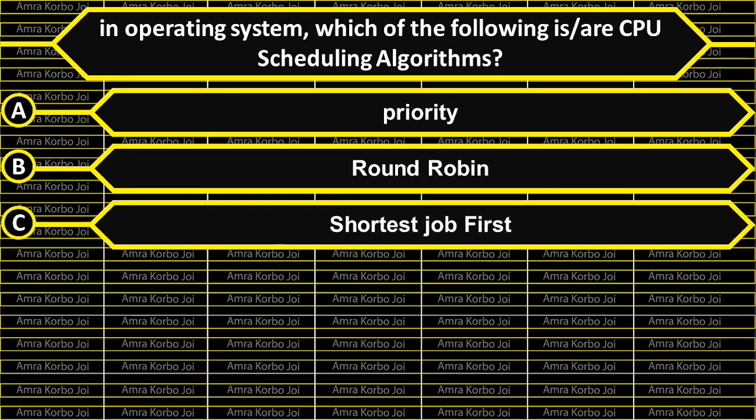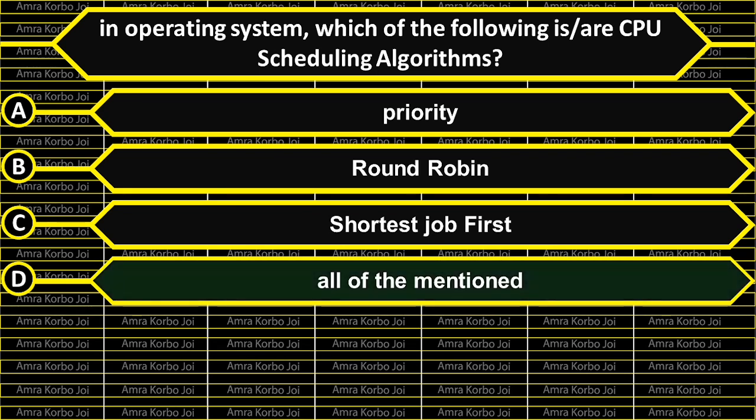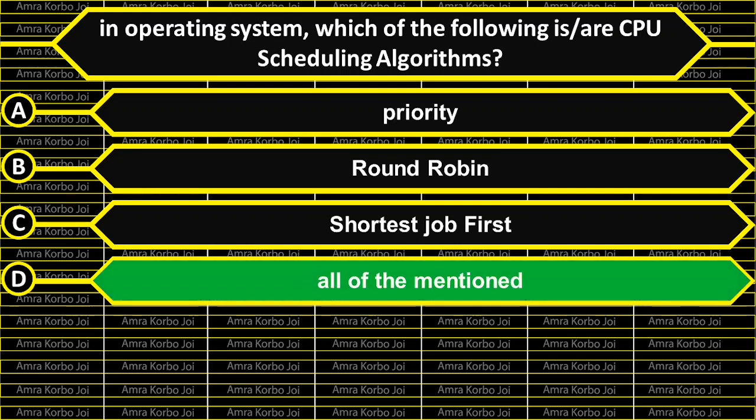Option C, shortest job first. Option D, all of the mentioned. Correct answer, option D, all of the mentioned.